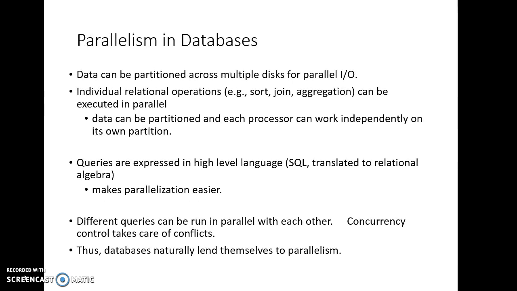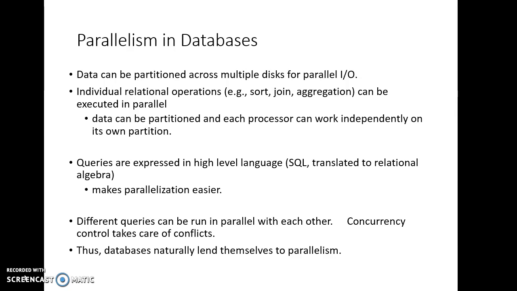Now let us focus on our topic today, that is partition technique. Data can be partitioned across multiple disks for parallel I/O. Individual relational operators, for example sorting, joining, and aggregation, can be executed in parallel because there is no interaction between them. If at a certain time sorting is done, joining can also be done. We don't need to wait for each other because they are independent tasks. So data can be partitioned and each processor can work independently on its own partition.